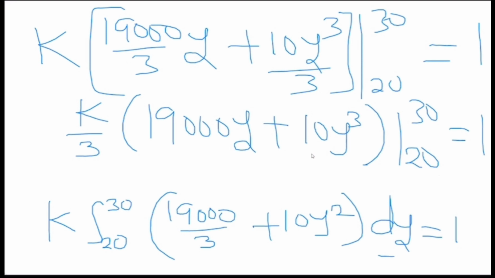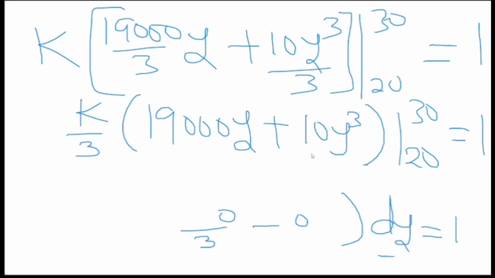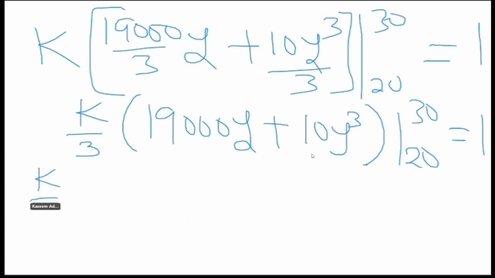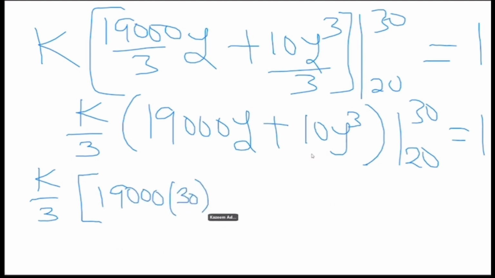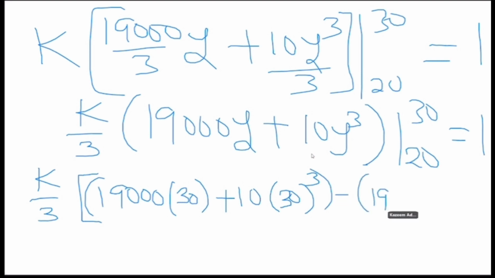And what I basically want to do is to just plug in 30 where I have y. Then I'm going to plug in 20. Then I'm going to subtract that, right? So now I'm basically going to have k over 3 into 19,000 into 30 plus 10 into 30 raised to power 3. Don't forget, you're going to subtract: you're going to put 19,000 into 20 plus 10 into 20 raised to power 3. Don't forget everything equal to 1.